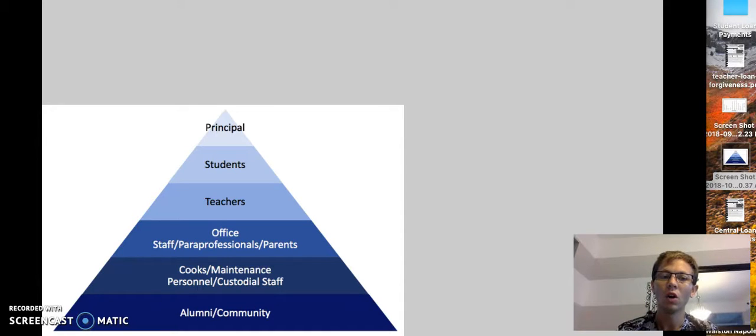And then we've got office staff, paraprofessionals, and parents. Those people see students all the time. Office staff, their jobs are super important when it comes to keeping that school running. In my undergrad, they always told me, make friends with the office staff and your secretary because they run the school. And now I know, yes, they definitely run the school. So they are important too.